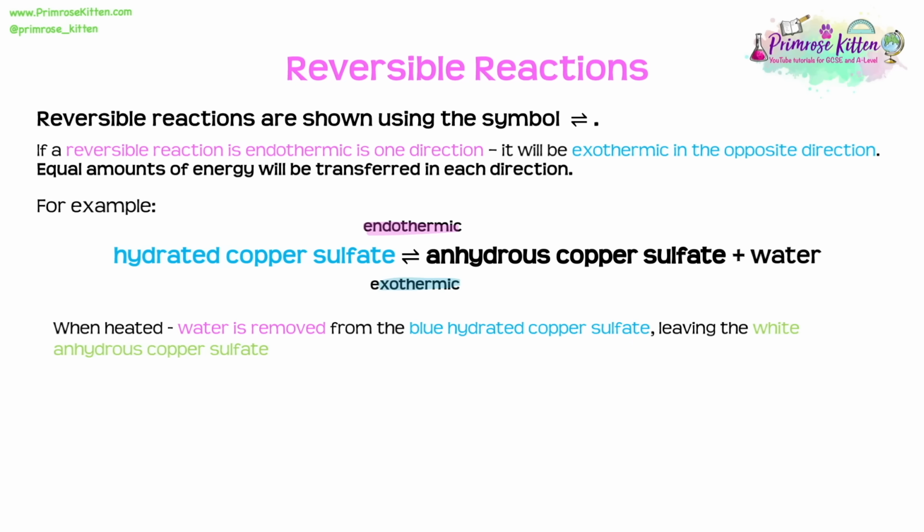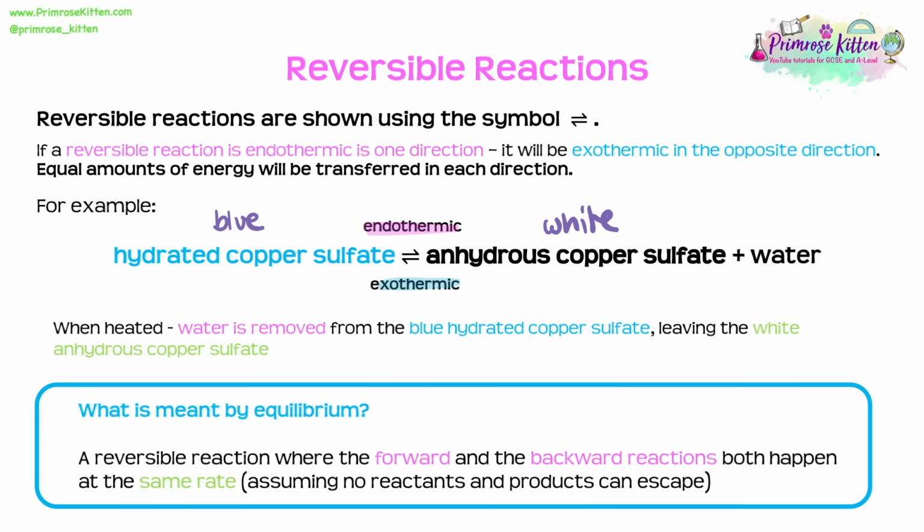Now that means that when we heat the hydrated copper sulfate, we will remove water, and that blue hydrated copper sulfate will end up becoming the anhydrous copper sulfate and water, where the anhydrous copper sulfate is white in colour. So we will actually observe a colour change here. Likewise though, if we cool down the conditions here, then we would see that the anhydrous copper sulfate and the water would go in the exothermic direction and make hydrated copper sulfate. So we would see the colour change from white to blue.